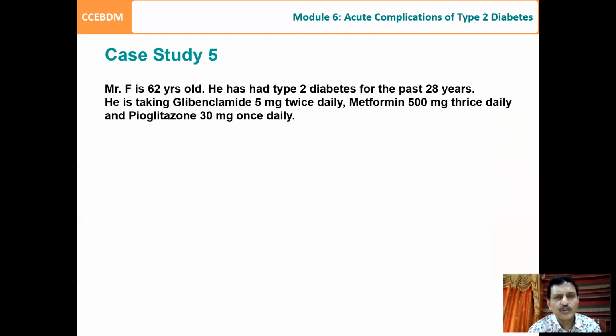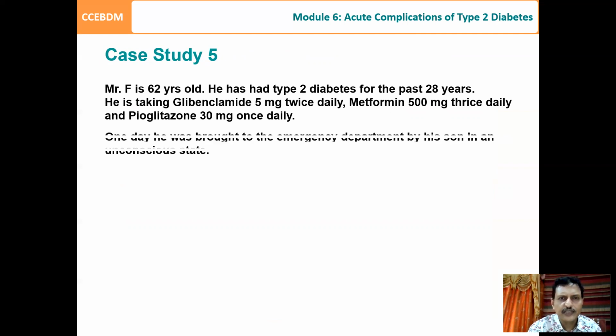F, a 62-year-old. He has had diabetes for the past 28 years. He's taking glibenclamide 5 milligram twice daily, metformin 500 milligram thrice daily, and pioglitazone 30 milligram once daily. And one day he was brought to the emergency department by his son in an unconscious state. And his son says that his father is very systematic in taking the medication.